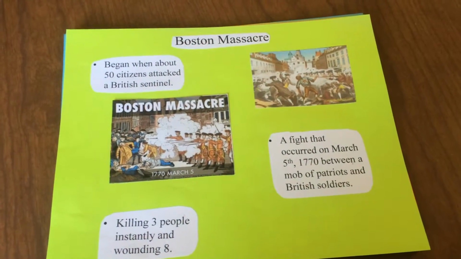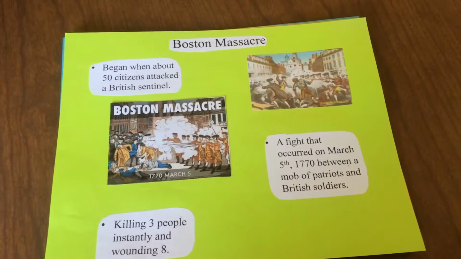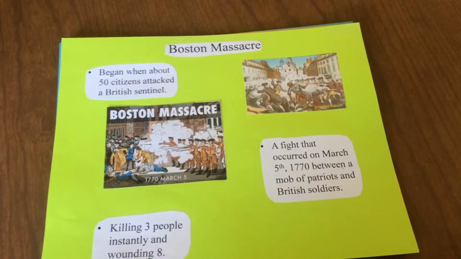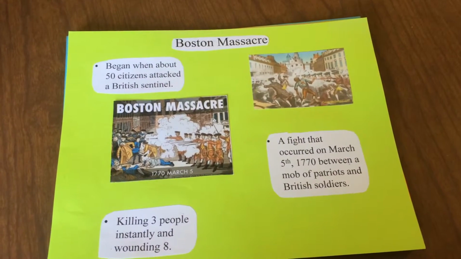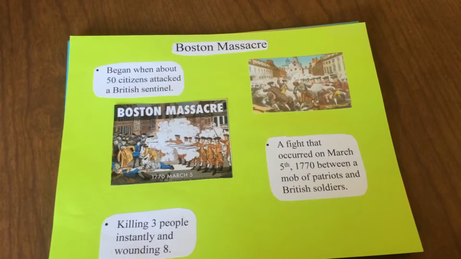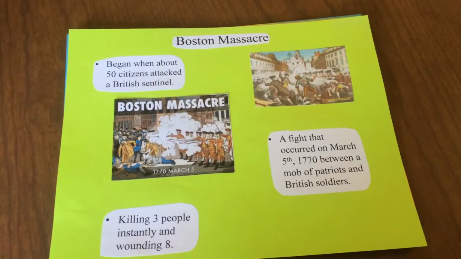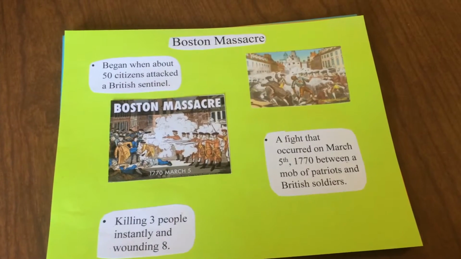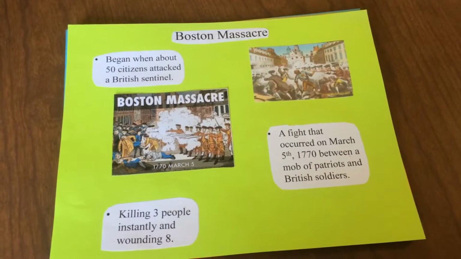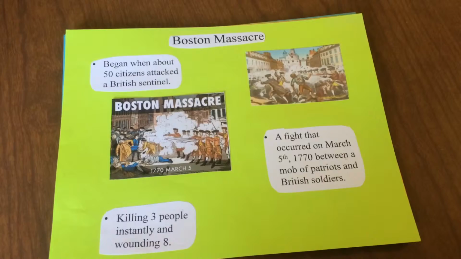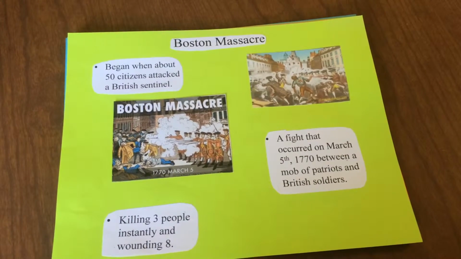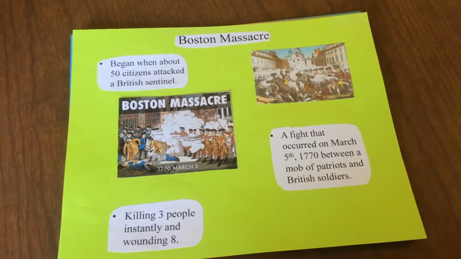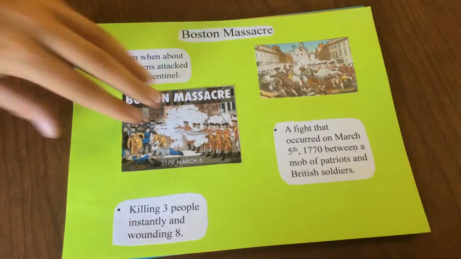The Boston Massacre was a fight that occurred on March 5, 1770, between a mob of patriots and British soldiers. It began when 50 citizens attacked a British sentry. Captain Thomas Preston called for more soldiers, and soon was said to have given the order to fire. Three people were killed instantly and 8 wounded, 2 of whom died later. Among the dead were a black sailor, a rope maker, and a mariner.